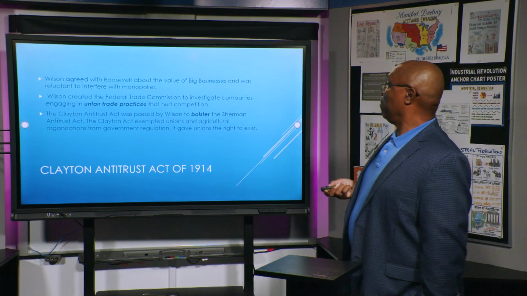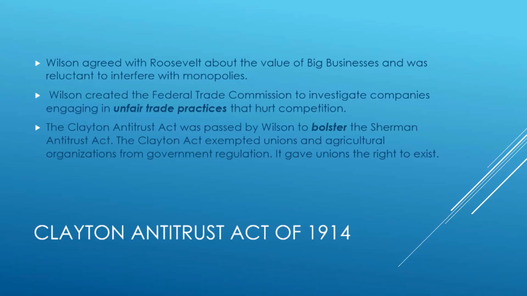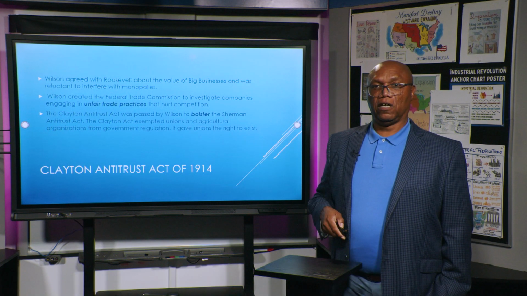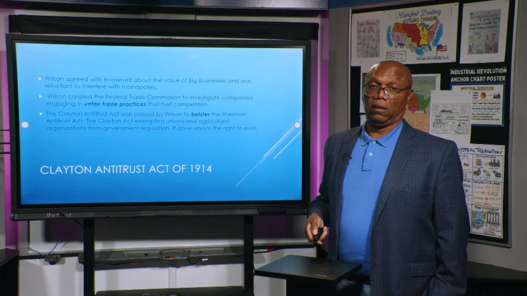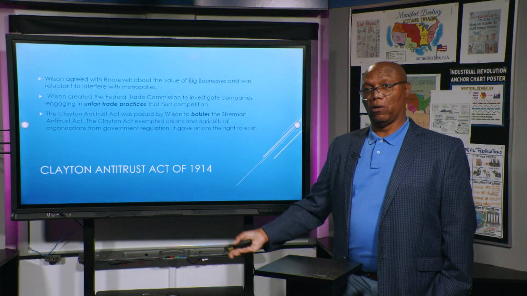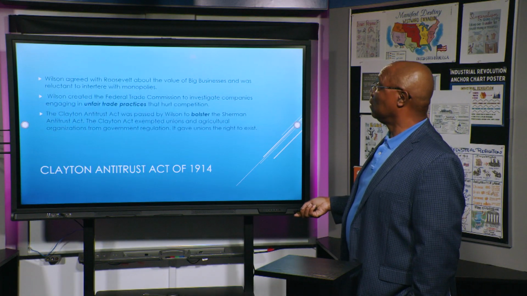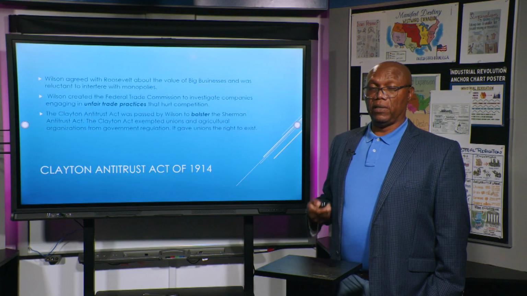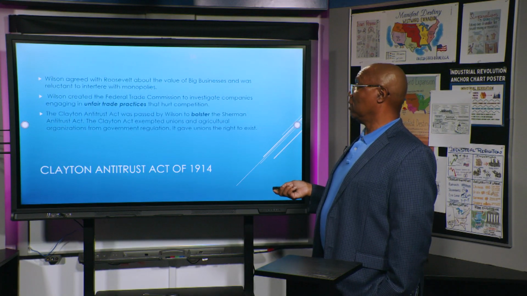Wilson agreed with Roosevelt about the value of big businesses and was reluctant to interfere with monopolies, but he did, because he understood that he hated the idea of interfering with businesses because they had to compete with businesses overseas, like Roosevelt thought. But he understood that if you didn't regulate businesses in the country, the common man, the public interest, of course, would be rolled over. So he does do more regulation of businesses when it comes to antitrust.